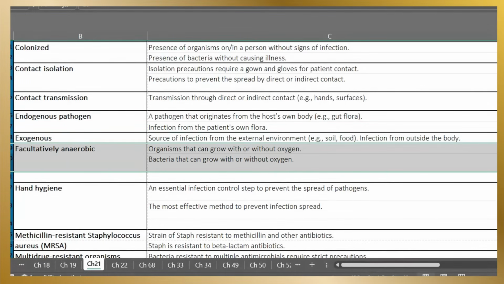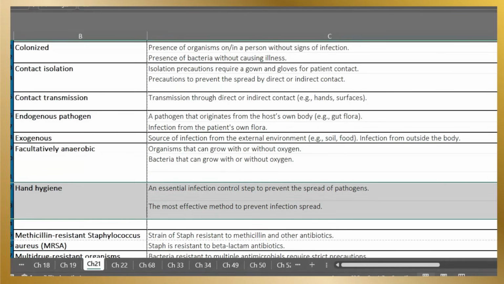The next is facultatively anaerobic. It's an organism that can grow with or without oxygen. So this bacteria can grow with or without oxygen. Think of a flexible oxygen user, the facultative anaerobe. So the flexible flora can switch between O2 and no O2. O2 is oxygen.